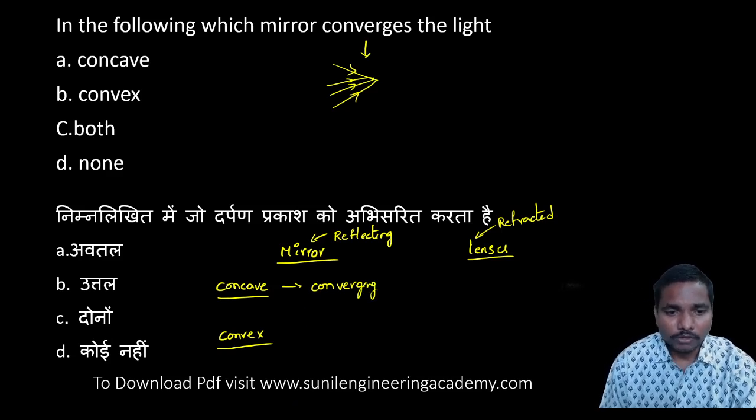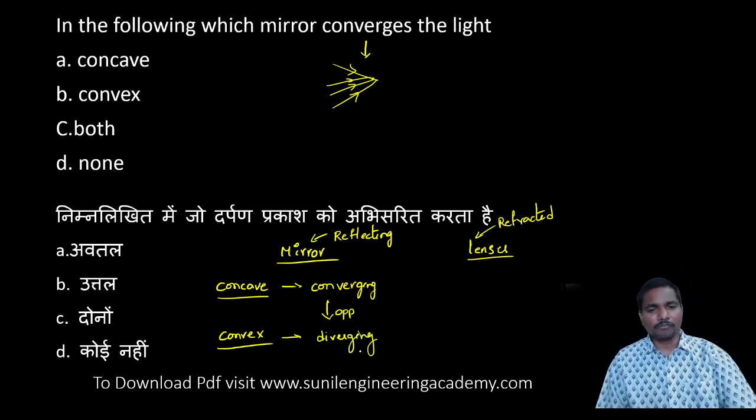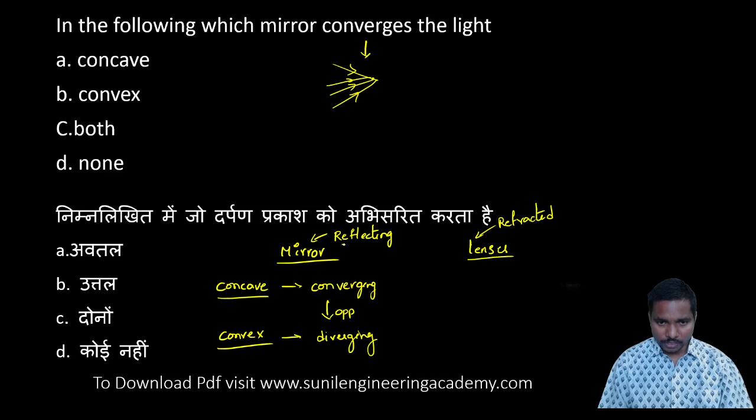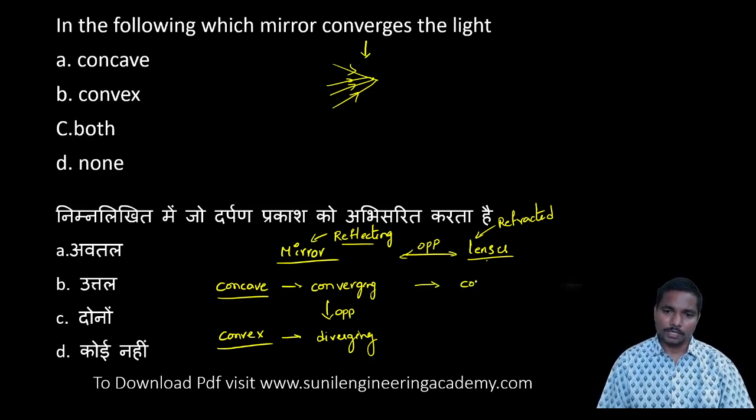The concave mirror is the converging mirror. So what is the opposite of this? Convex, right? That is the diverging mirror. All of you getting? Very simple. Concave is the converging mirror and convex is the diverging type of mirror. Mirrors are reflecting, lenses are refracting, so these two are also opposite. Concave converging for mirror means for lenses convex is converging, or you can say concave lenses will be diverging.